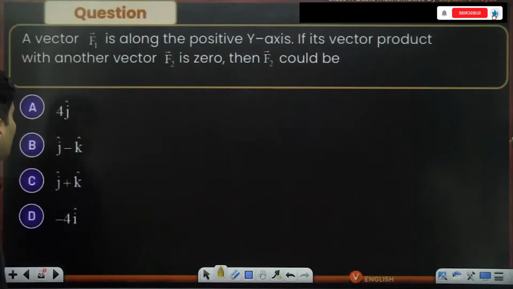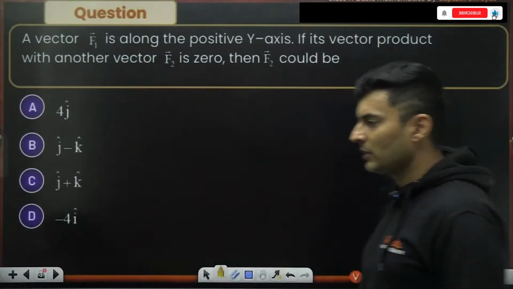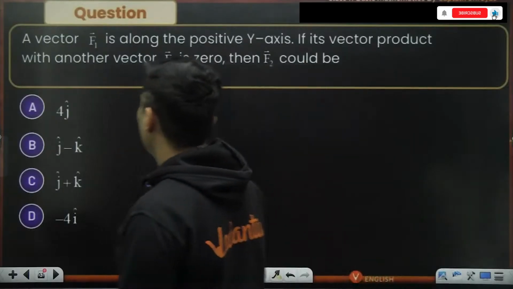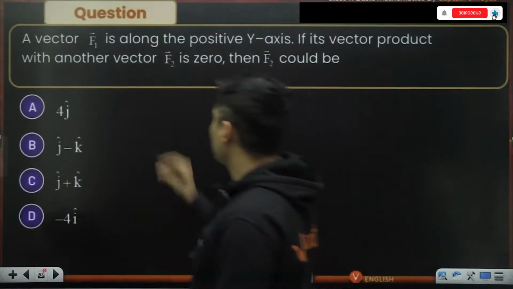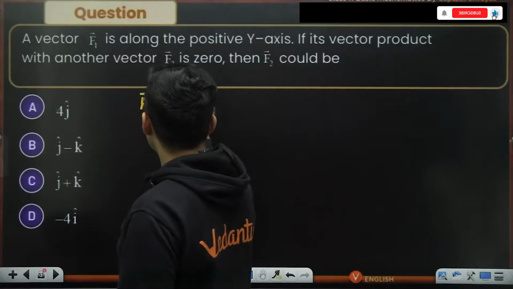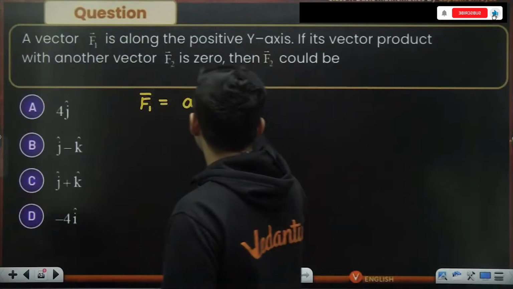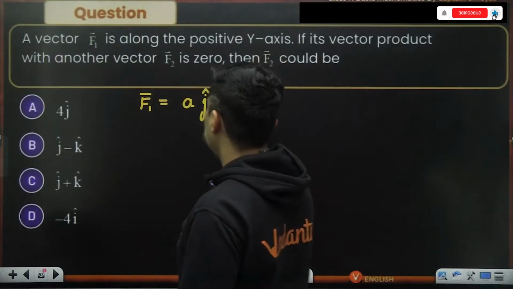Okay, let's see. A vector is along the positive y-axis, and if the vector product with another vector is 0, then F2 could be... come on, think about it. Vector F1 is along the positive y-axis. So F1 bar will be some number, let's say A. It is along the positive y-axis, that means A j cap.